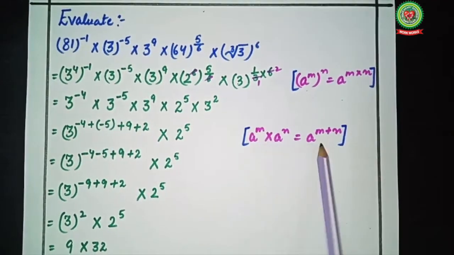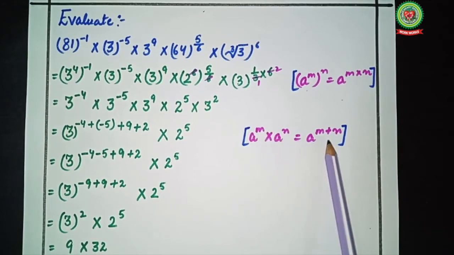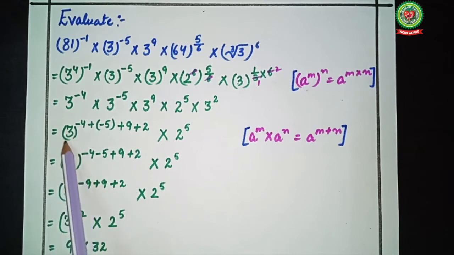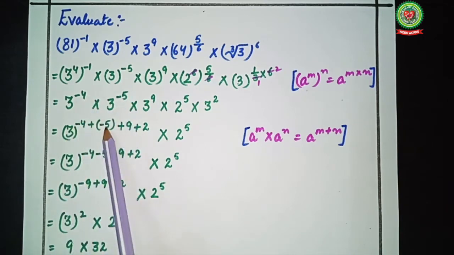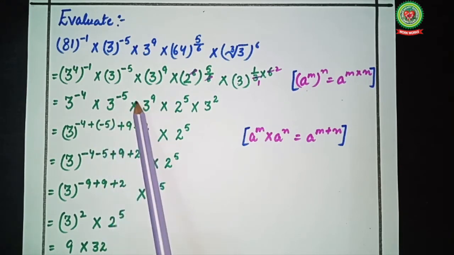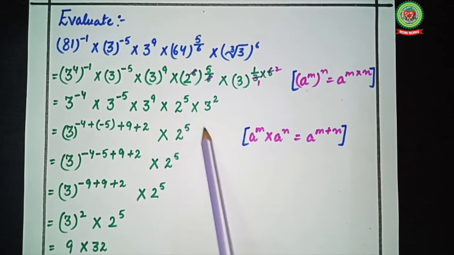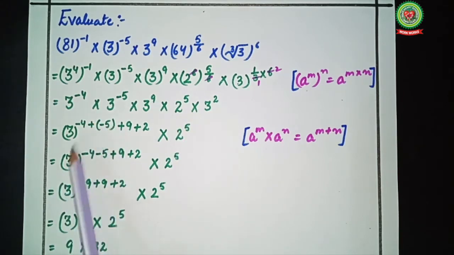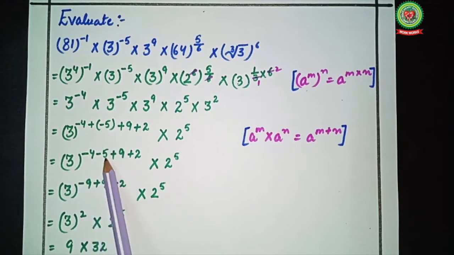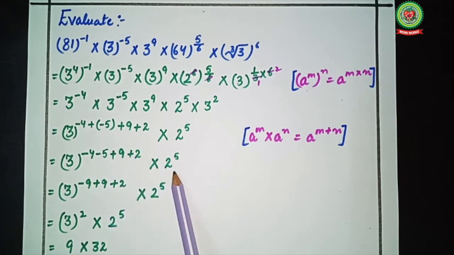So here we can apply this rule, a raised to power m multiplied by a raised to power n is equal to a raised to power m plus n. So here we will write 3 raised to power minus 4 plus bracket minus 5, because we can't write two signs altogether, so we will put a bracket here, plus 9 plus 2, multiplied by 2 raised to power 5, right? Now after solving this bracket we will get 3 raised to power minus 4 minus 5, outer sign plus, inner sign no change, so we will write minus 5 plus 9 plus 2, multiplied by 2 raised to power 5. Now 3 raised to power minus 4 minus 5 will be minus 9 plus 9 plus 2, multiplied by 2 raised to power 5.